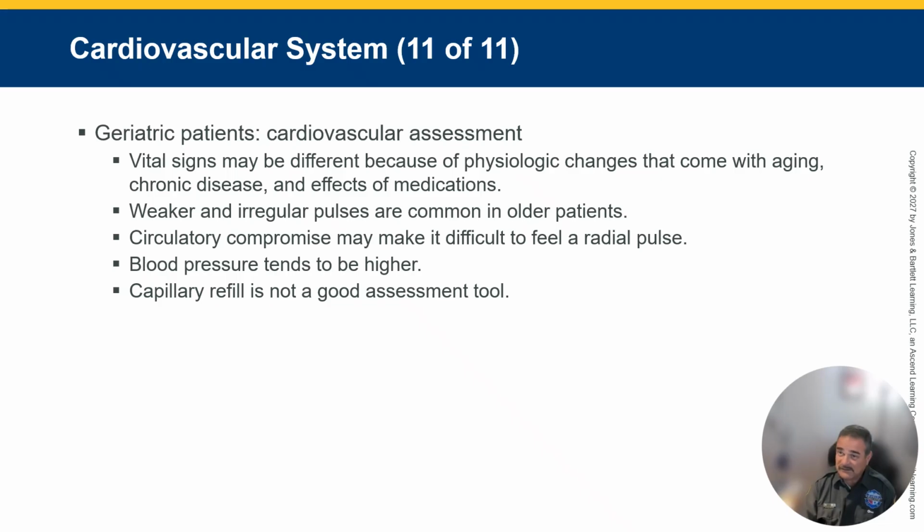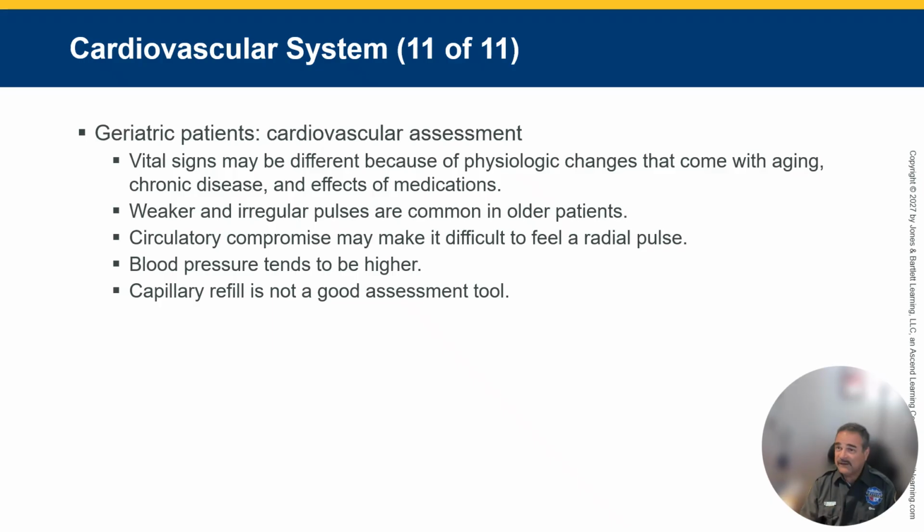Geriatric patients, they're a little different, okay? Cardiovascular assessment, vital signs may be different. They may have weaker and irregular pulses. The blood pressure tends to be higher, and the capillary refill is really not a good assessment tool because the circulation down here in their fingers is not as good. So generally it's cold. With coldness, you have constriction. If you have constriction, it's trying to keep warm, so you're not going to have a whole lot of vasodilation because it's pushing the blood away. It's sending it back to the core. So you can't really rely on capillary refill as much.